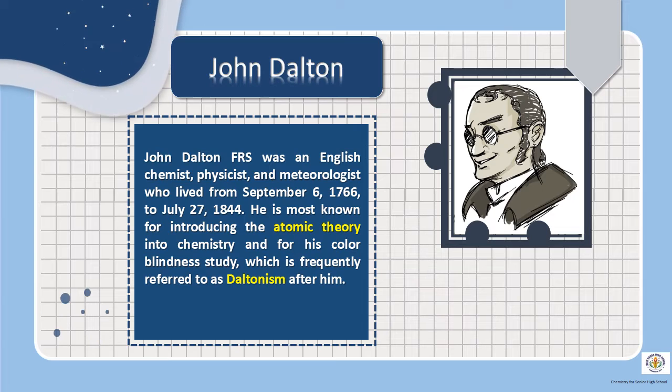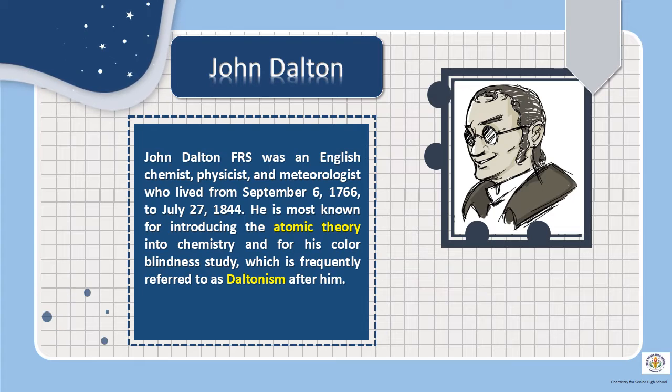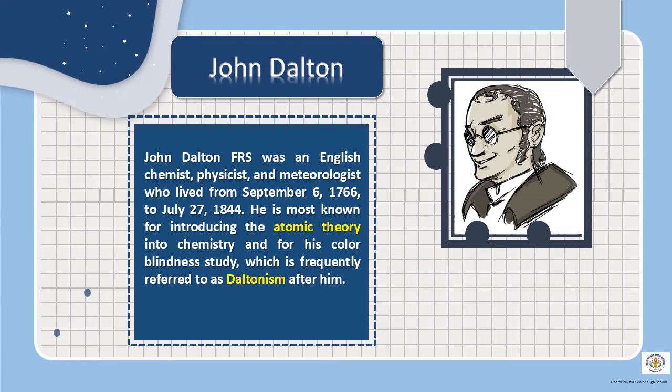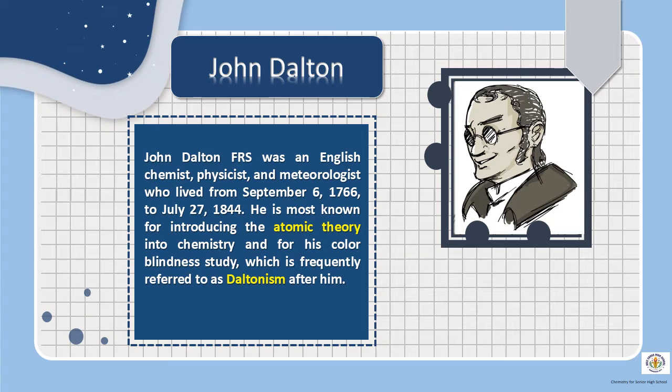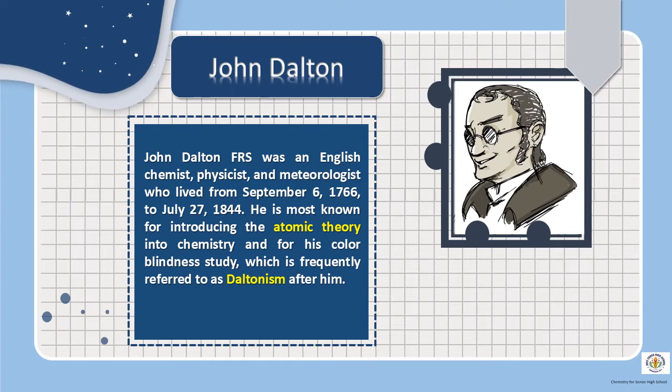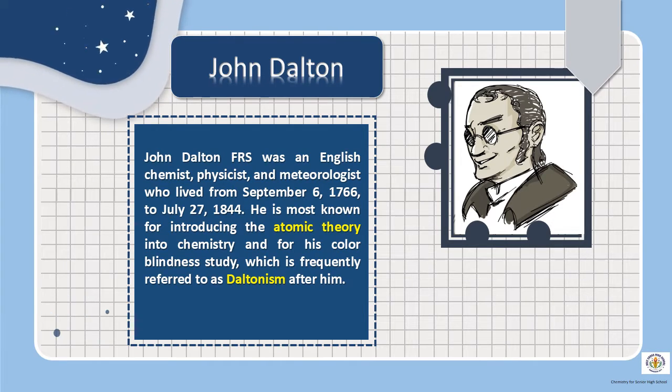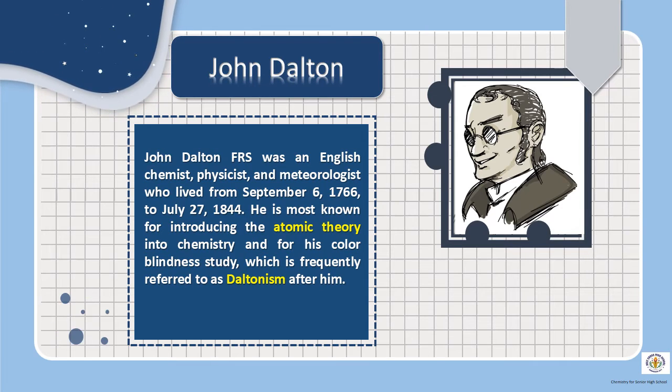So, who is John Dalton? John Dalton was an English chemist, physicist, and a meteorologist who lived from September 6, 1766 to July 27, 1844. He is most known for introducing the atomic theory into chemistry and for his color blindness study, which is frequently referred to as Daltonism after him.